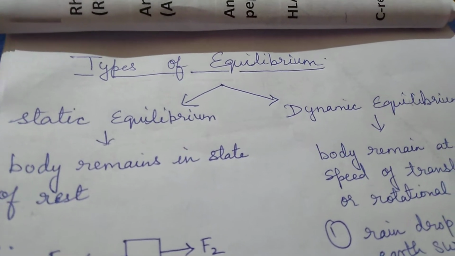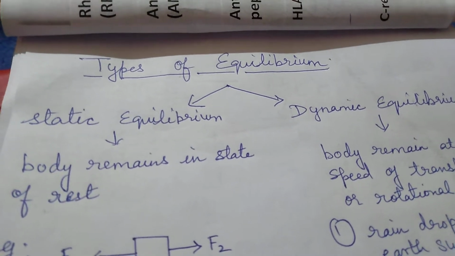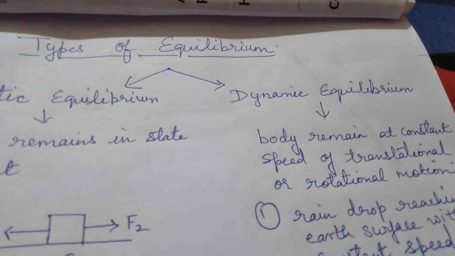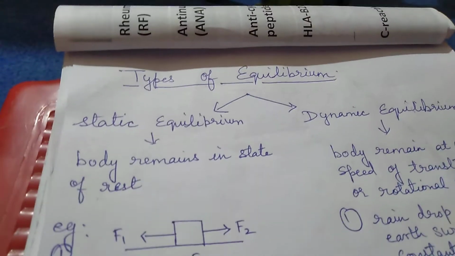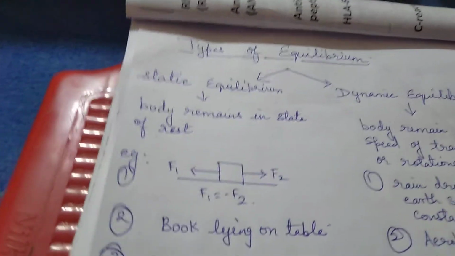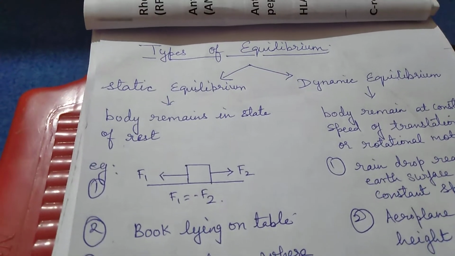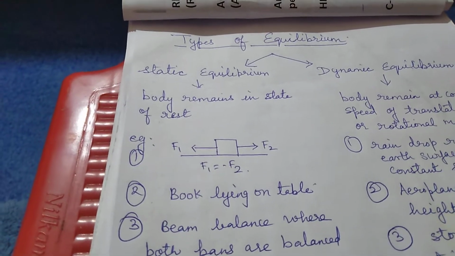Now types of equilibrium, there are two types. One is static equilibrium, one is dynamic equilibrium. Now let us see static equilibrium. Static equilibrium is for those bodies or those equilibriums when the body is in the state of rest. Now we will see different examples.